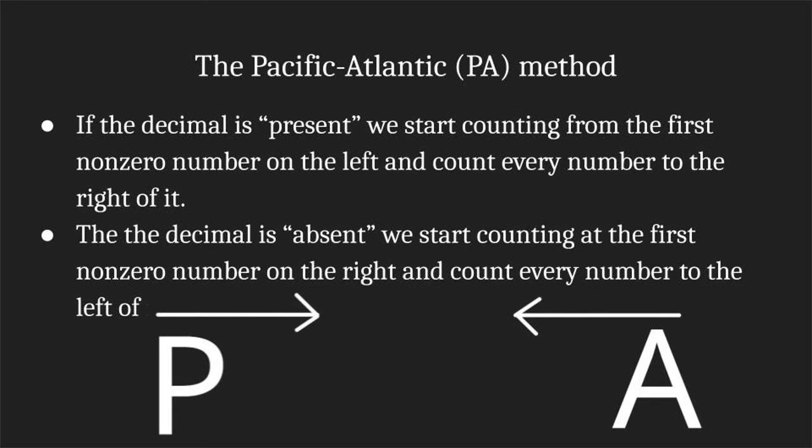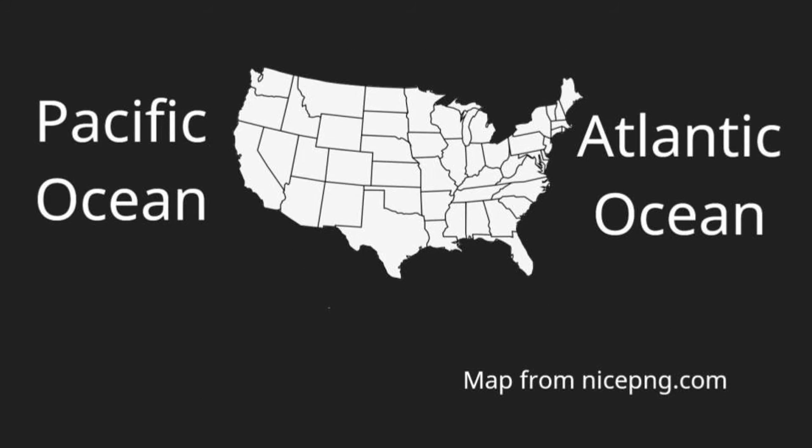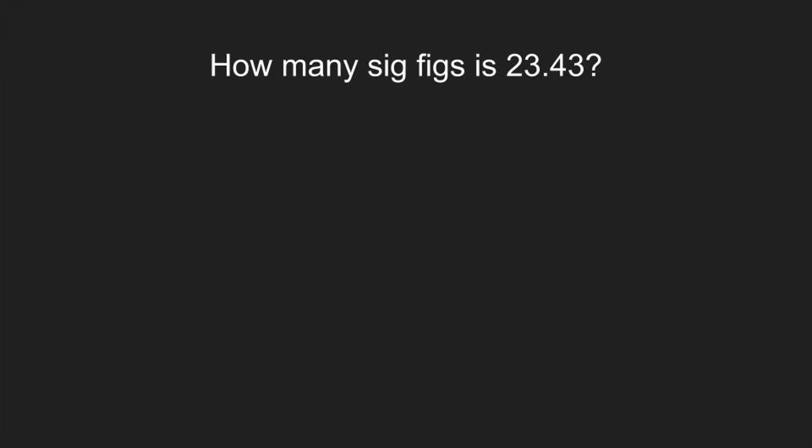Now, the reason we call this the Pacific Atlantic method is that to help us remember it, you could remember the Pacific Ocean is on the left of the US, so when the decimal is present, we start counting from the left. And the Atlantic is on the right of the United States, so when the decimal is absent, we start counting from the right. So now, let's try an example.